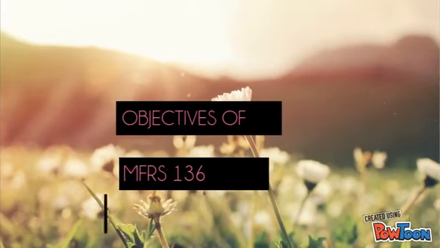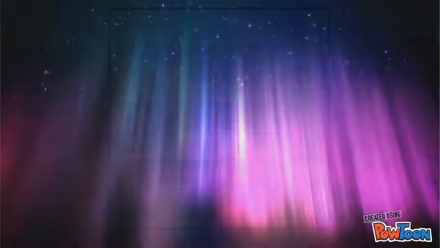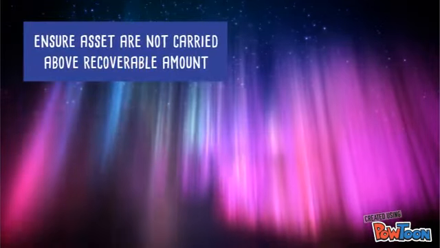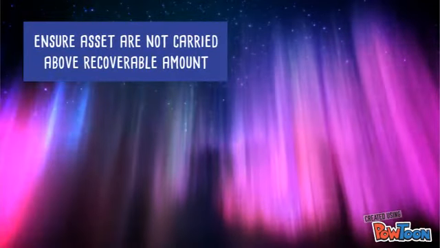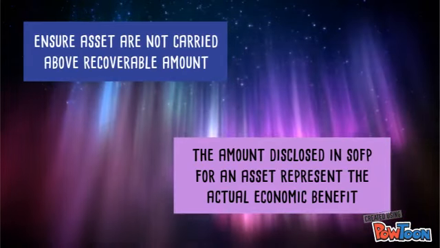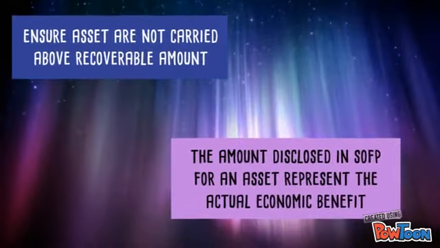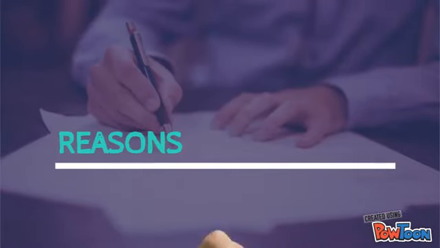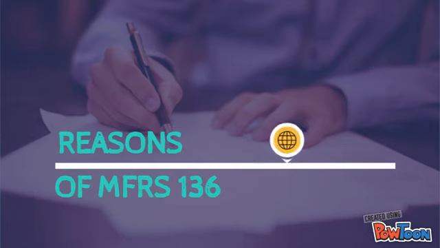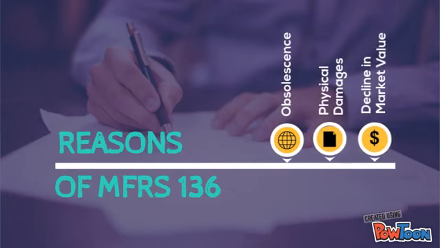Next, we're going to explain the objective of MFRS136. The objectives are to ensure assets are not carried above recoverable amount and the amount disclosed in financial statement for an asset represent the actual economic benefit. The reasons of impairment are obsolescence, physical damage, and decline in market value.